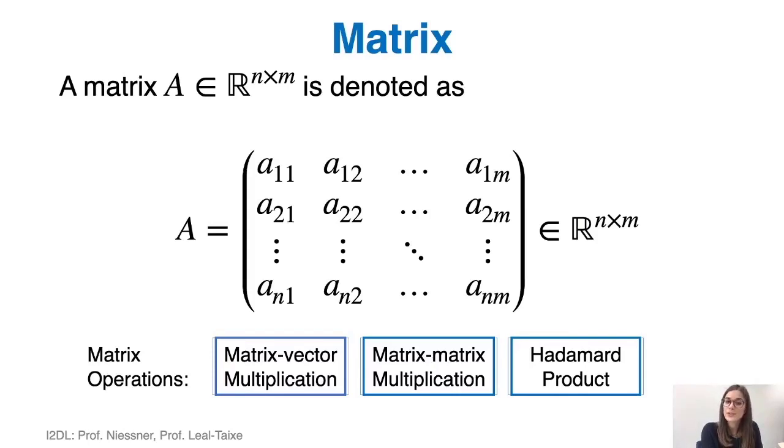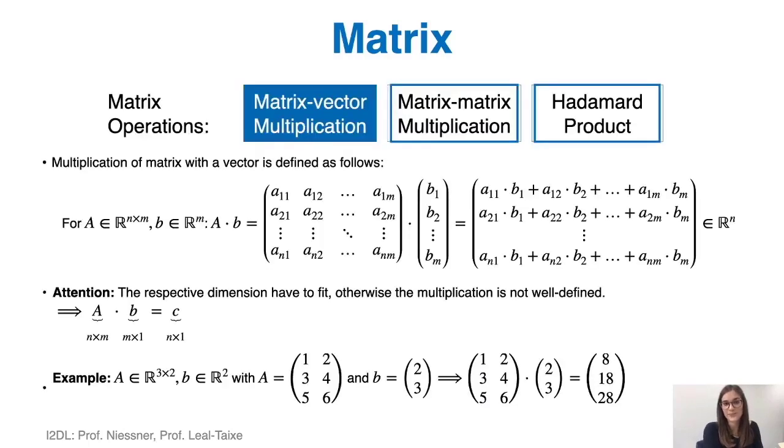I think the first two are well known to all of you. The Hadamard product is something which is not often defined in a mathematical lecture, but it's a basic operation which is really heavily used in the I2DL setting and which is also not very difficult. So we also have a look at this one. Let's start with the matrix vector multiplication.